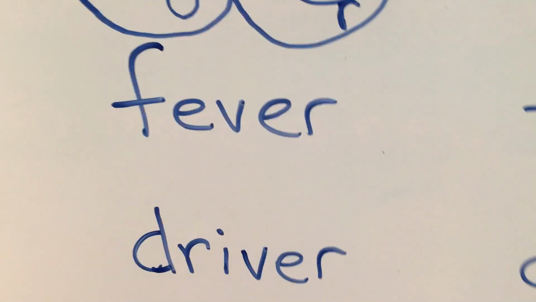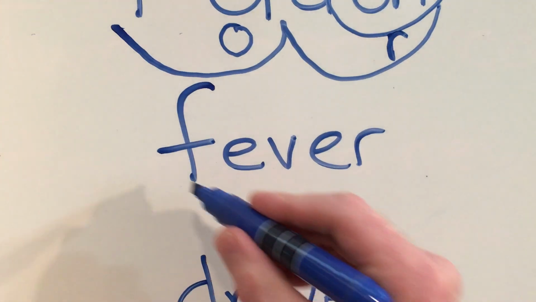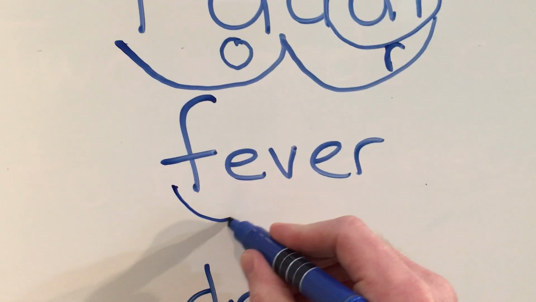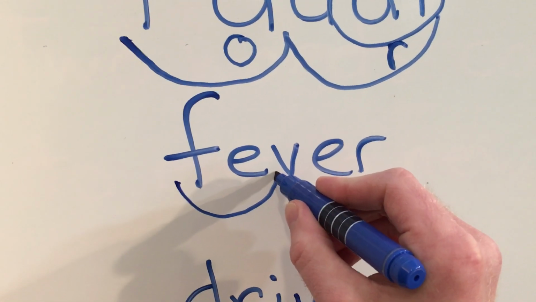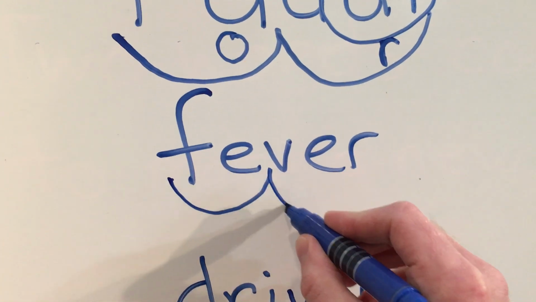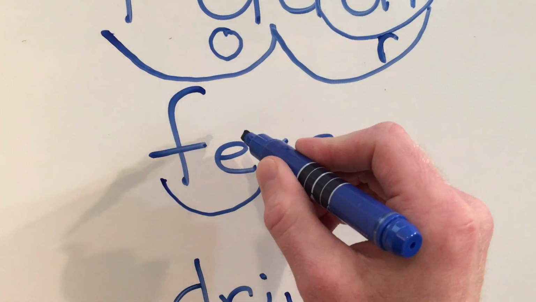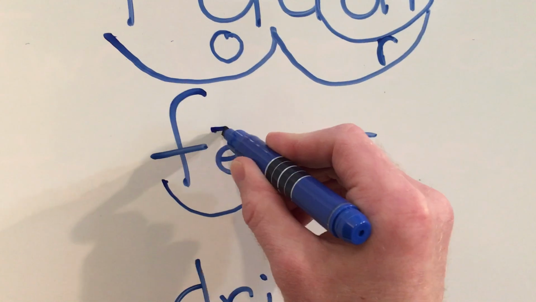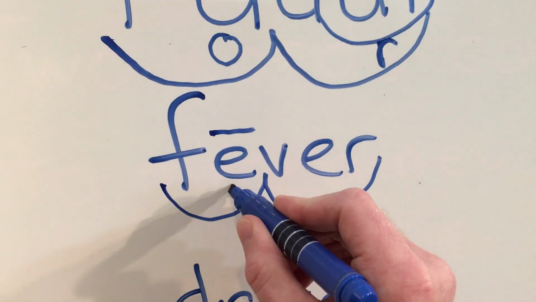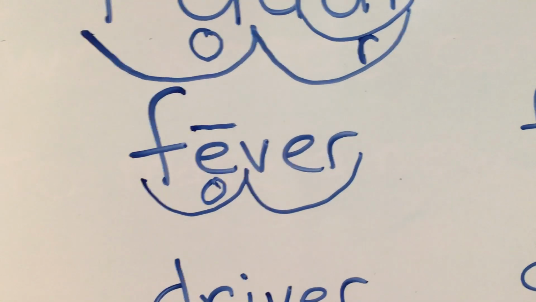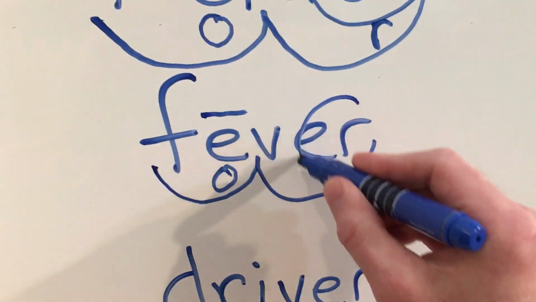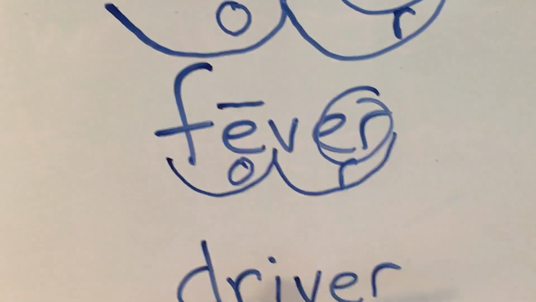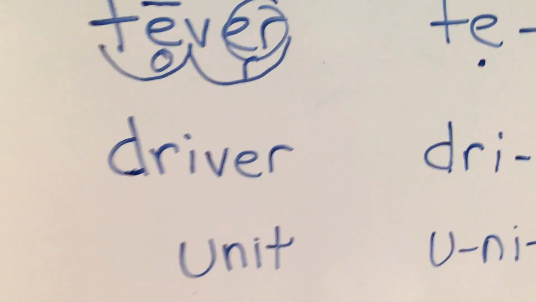Fever. So we go over here, we go to fever, so we mark it. Fee, that E is the end of that first syllable. Fee, that's a long E, so we give it a macron, and we put an O for an open vowel syllable. If we want to keep going, circle that, ER, R-controlled vowel, okay?